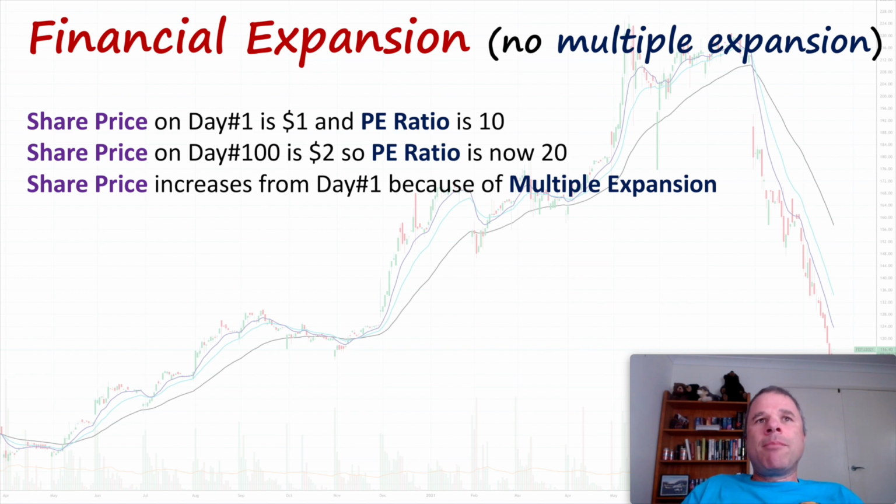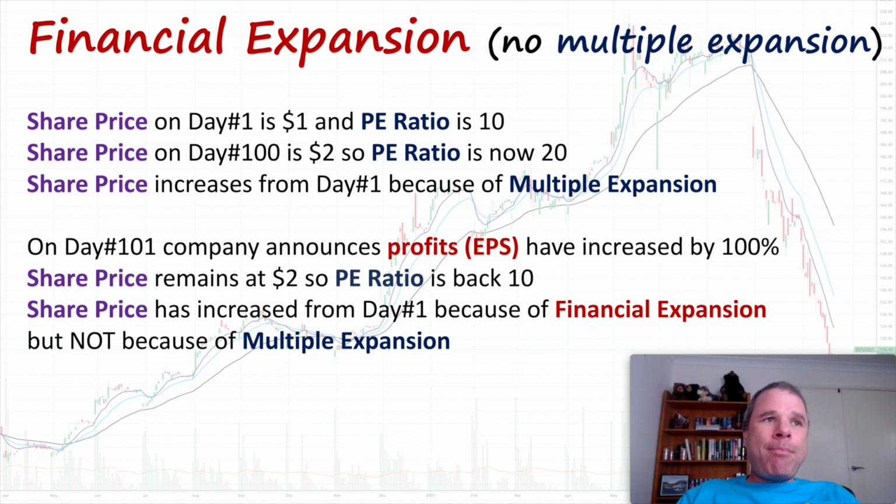I don't understand. But just remember, the P/E ratio can rise because of sentiment and because of expectation. So there is potential in this scenario that the market is expecting profits to double when they release their results on day 101. And just imagine that's exactly what happened. The company announces profits have increased by 100%. And that means if the share price remains at $2, and it should because the company has hit the market expectations, that means the P/E ratio goes back to 10.